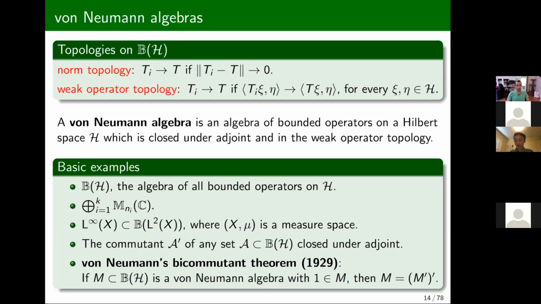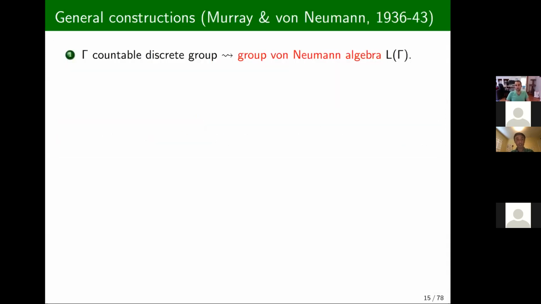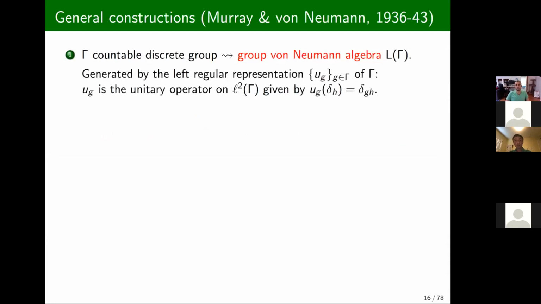So I'll now move on to constructions of von Neumann algebras that come from groups and their actions, and this will be at the center of my talk. There are two constructions due to Murray and von Neumann from the original papers in the 1930s and 1940s. So if gamma is a countable discrete group, then you can build a group von Neumann algebra L of gamma. And this is generated by the left regular representation of gamma.